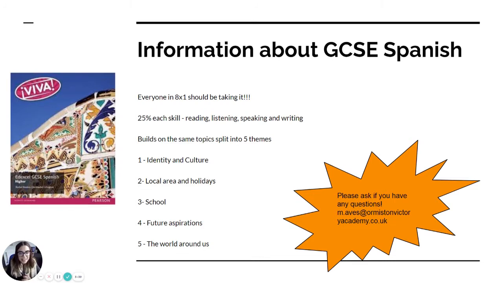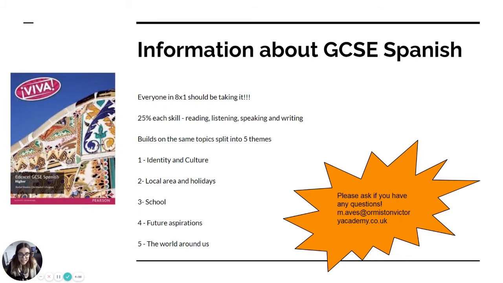In GCSE Spanish, you're assessed equally in all 4 skills: reading, listening, speaking and writing. That means we do lots of all of those in lesson time. And the same topics do come up again. I don't want anyone thinking, oh, I'm never going to come back to TV genres, because you 100% are.